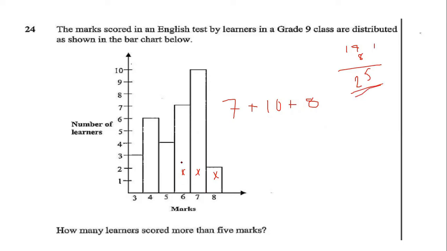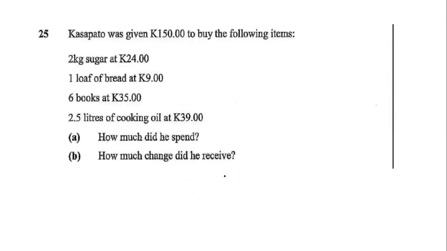So you just add these plus this plus this. Remember, you are finding the number of learners, so you are getting numbers from here. This is where I got the 7. There were 7 learners who scored 6. Then there were also 10 learners that scored 7. Then we also had 8 learners that scored 8. How many learners scored more than 5? So you start from 6 going up. That's why we've added this one plus this one plus this one. 25.